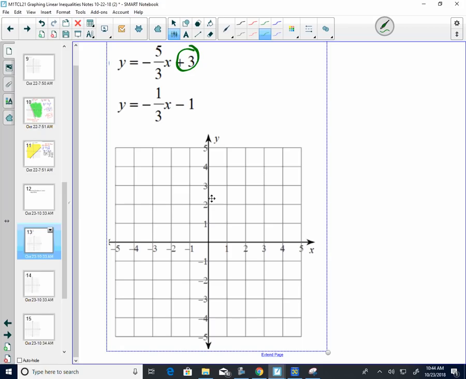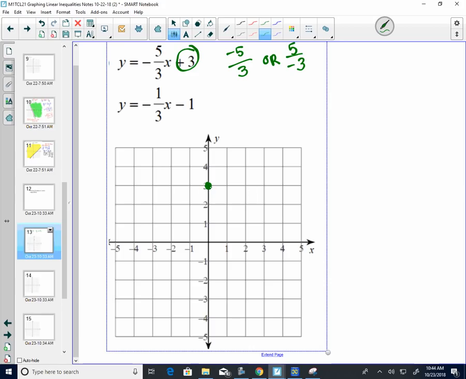This is a y-intercept of positive 3. So we got a positive 3. The slope is negative 5 over 3. So it's either negative 5 over 3, or you can do a positive 5 over negative 3. But only one of the numbers gets a negative sign, because if they both got a negative sign, a negative over a negative is a positive. And this slope says it has to be negative.